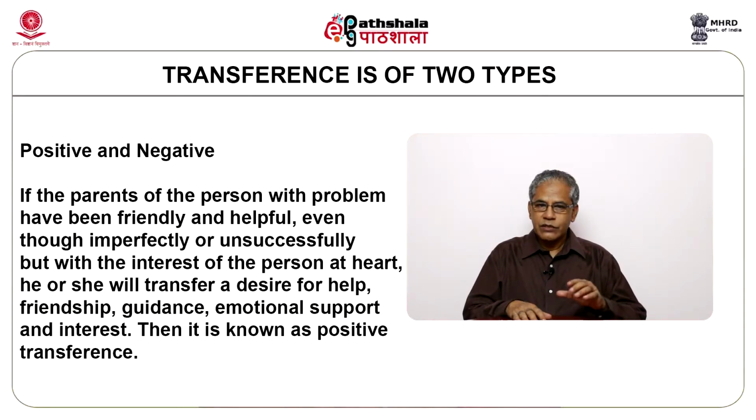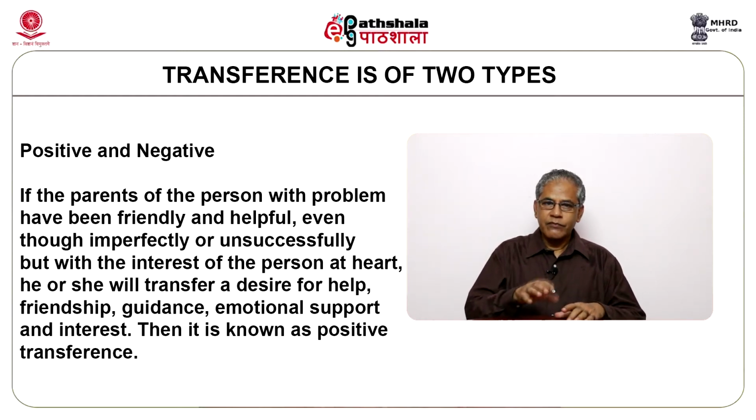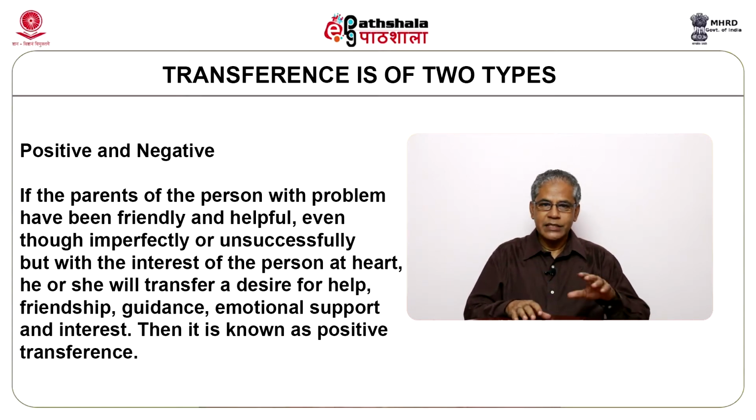If the parents of the person with problem have been friendly and helpful, even though imperfectly or unsuccessfully, but with the interest of the person at heart, he or she will transfer a desire for help, friendship, guidance, emotional support, and interest. Then it is known as positive transference.